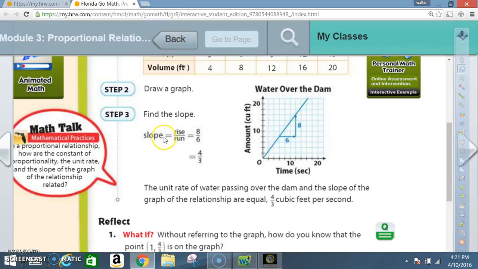So then our slope, rise over run, is 8 over 6. Reduce that down to 4 over 3. Now we could have come out with 4 over 3 just by going 1, 2, 3, and 4, and then 1, 2, 3. But you got to know how to do both, especially when you have to interpret the graph.